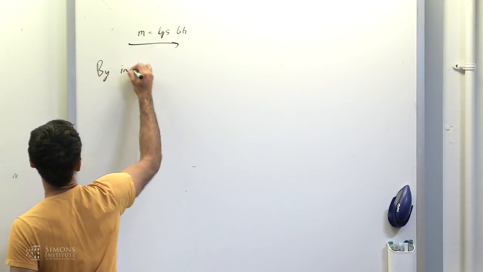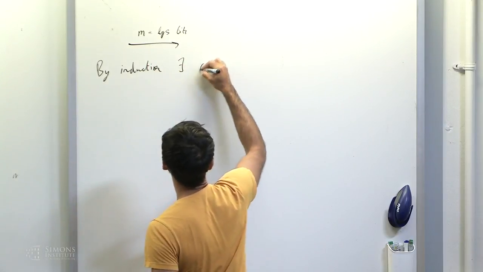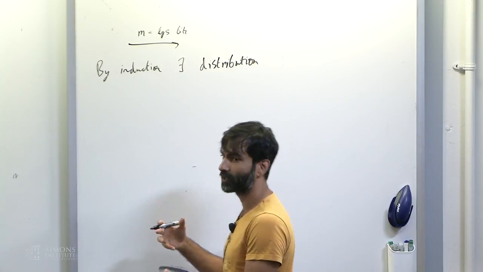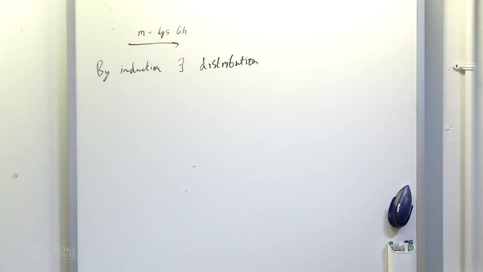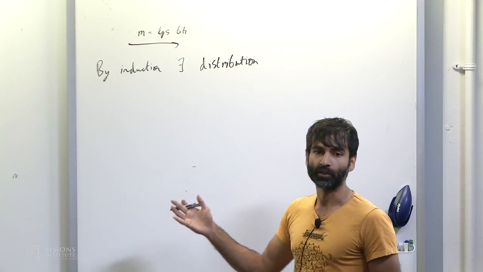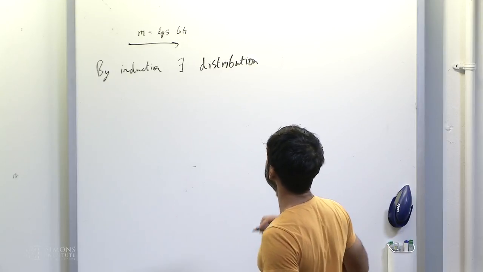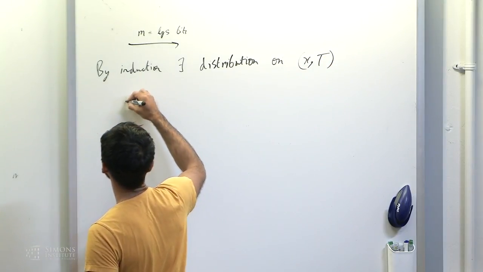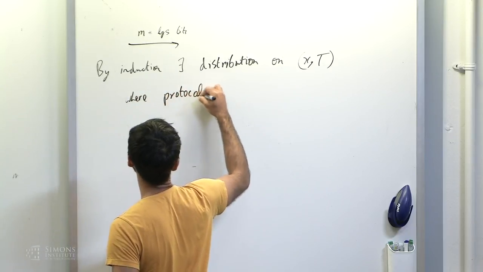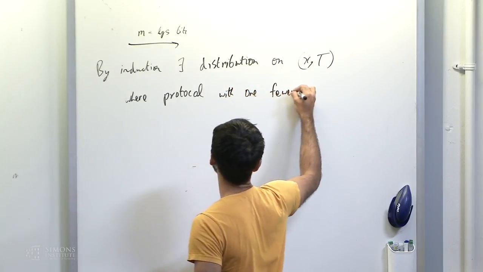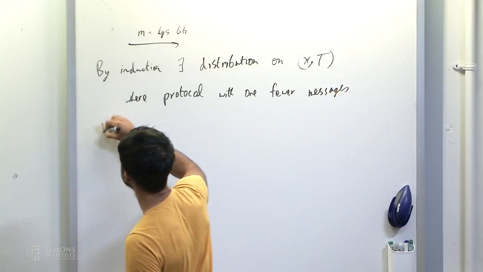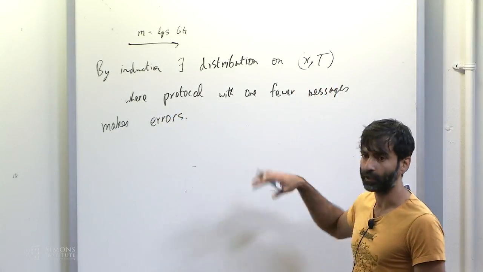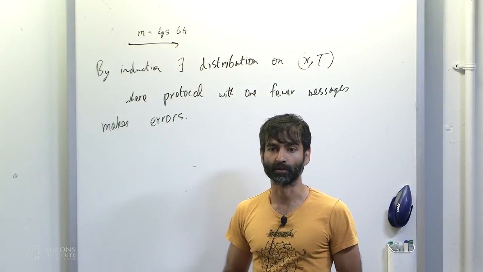So by induction, there's some distribution. Actually, the way you can do this proof is by thinking of distributions on inputs. So we'll prove the stronger fact that there's a distribution on elements x and sets t, where such a protocol must make an error if it's too cheap. So there's a distribution on x and t where the protocol with one fewer message makes an error. That's a good probability of error. And now I want to take that distribution and make from it a new distribution on inputs, where even this protocol will make errors with good probability.